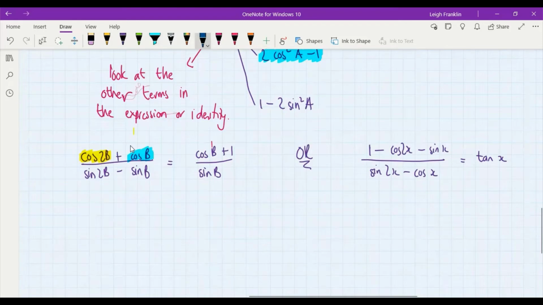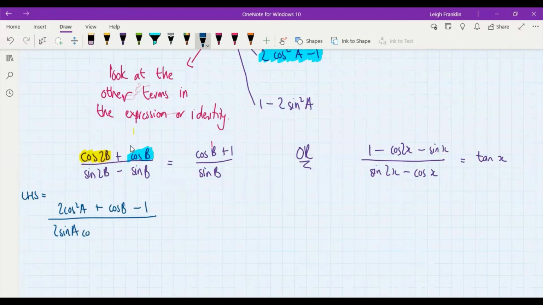So in other words, with the one that we have on the left-hand side, I would end up doing this. So I'm going to write 2 cos squared a plus cos b minus 1. Okay, this is now the left-hand side. And at the bottom, the only thing that I can do with sine 2b is write it as 2 sine a cos a, and from that I am subtracting sine b.